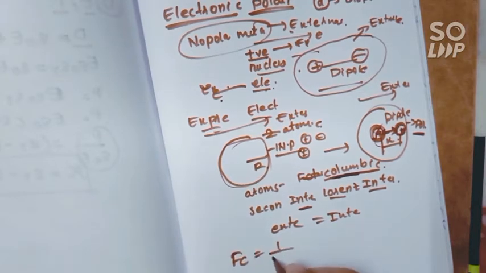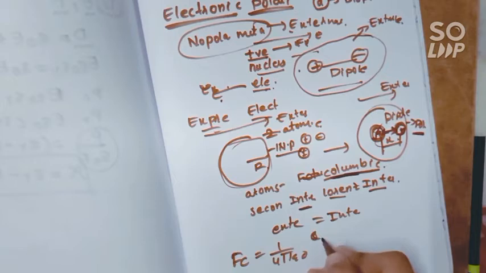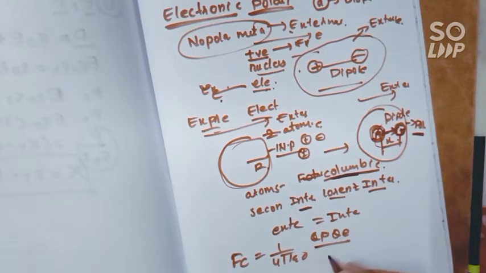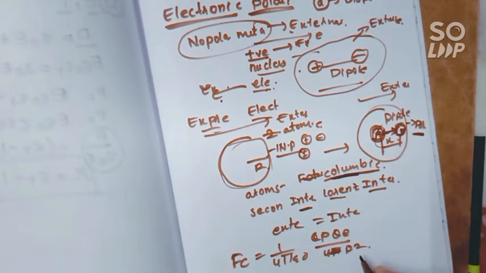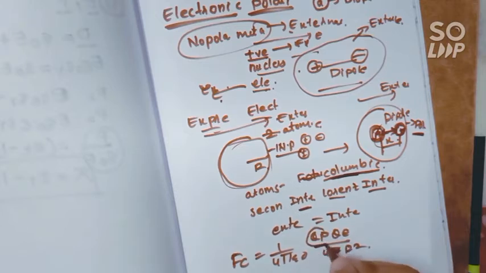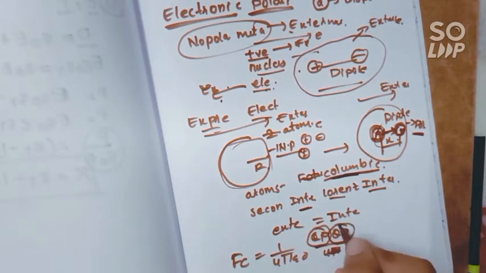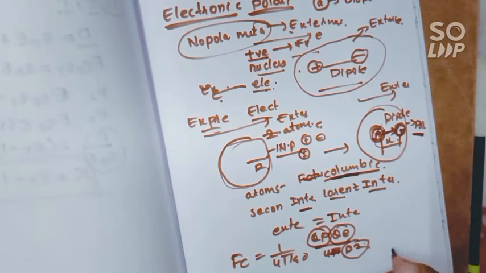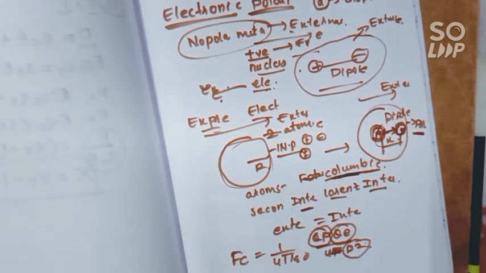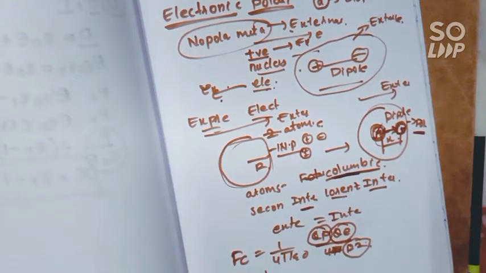First, F equals 1 by 4 pi epsilon naught into Qp into Qe by r square. Here we need to find the charge of the proton, the charge of the electron, and we need the radius. So first we need to find Qp, the charge of the proton.